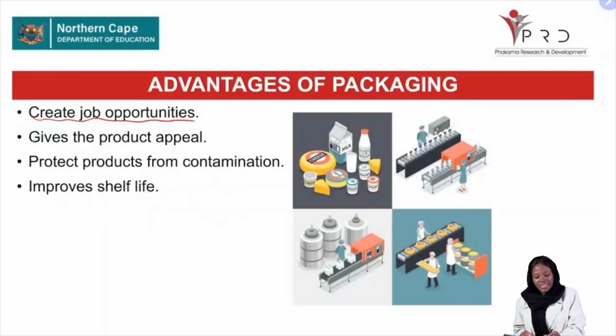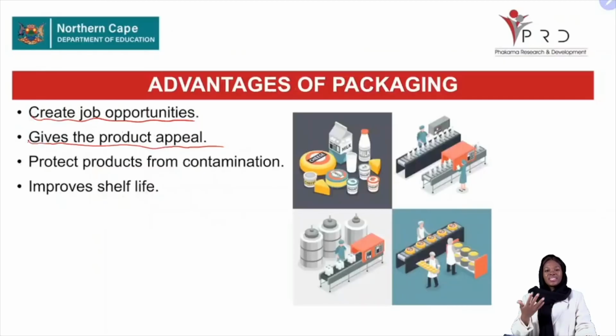Second one, it gives the product appeal. It gives the product its beauty. Meaning some agricultural products, we buy them as consumers. Why? Because they are very much appealing to us. They have beautiful containers. They are very much beautiful.